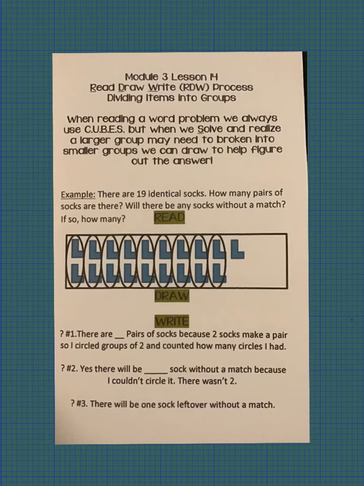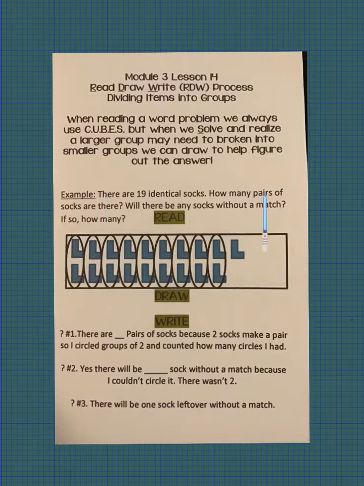All right, this is Module 3, Lesson 14. We're going to talk about the RDW process, which stands for read, draw, write. We're dividing items into groups. So if you look at the top of your notes, it says when reading a word problem, we always use cubes, right? But when we get to the solve, we realize we have a larger group that might need to be broken into smaller groups. We're going to draw to help us figure out the answer, okay?